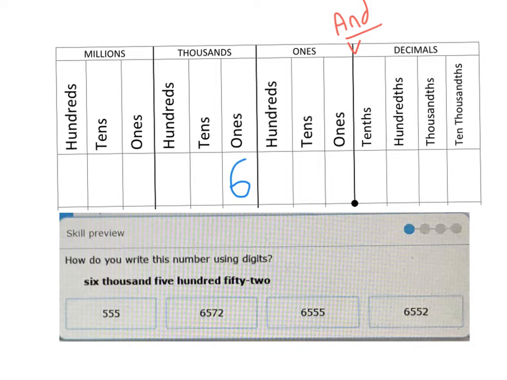I highly encourage you to take your hands, and it's really hard for me to show you this, but to cover up the ones period and the millions period when you're writing that number in, and just write 6.